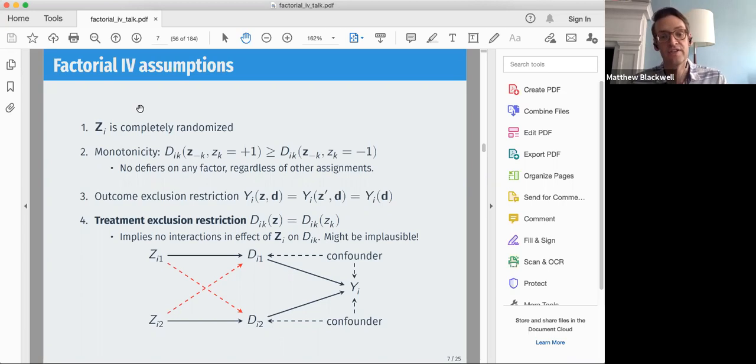And just to be clear, this assumption is not necessary for estimating the marginal effect of one of these factors on the outcome. It's just going to be the joint effects or interaction effects that are more problematic. So yeah, you still get, say, the marginal LATE, or in this case, if you weaken this assumption to some extent.